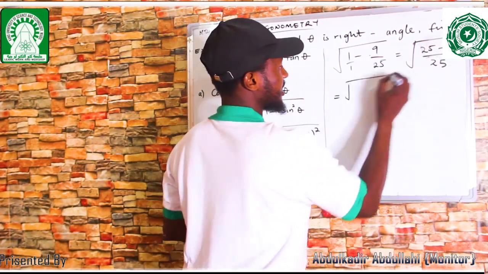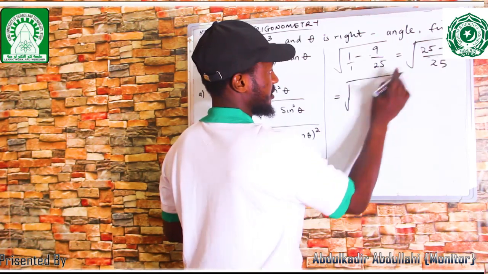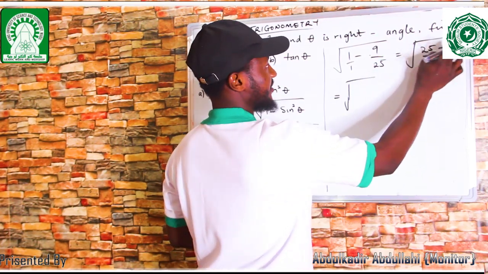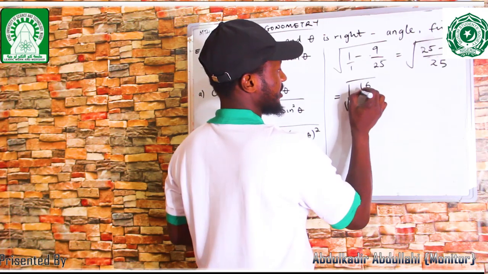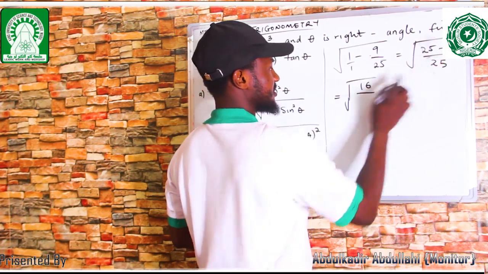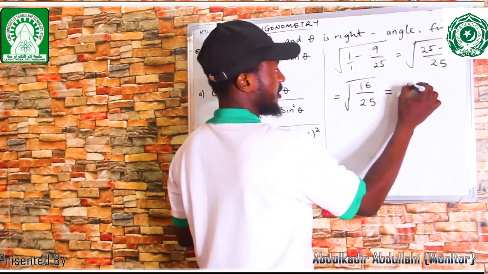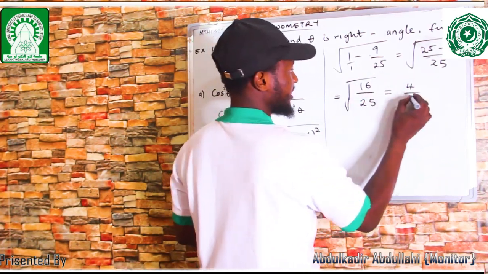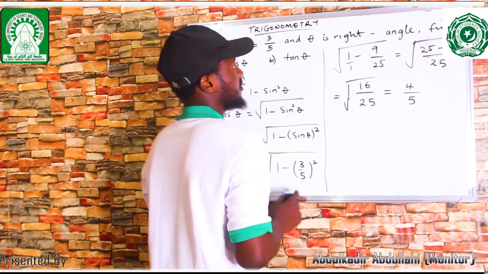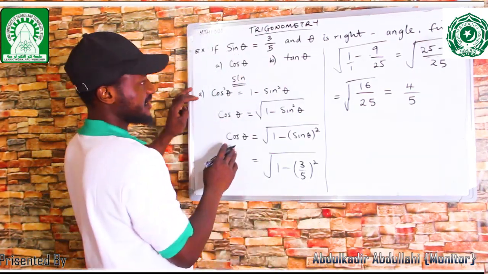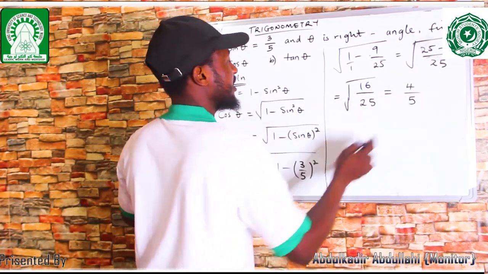This is the same thing as 25 minus 9, which is 16, divided by 25. Taking the root of 16 is 4, and the root of 25 is 5. So this implies our cos theta is equal to 4 divided by 5.